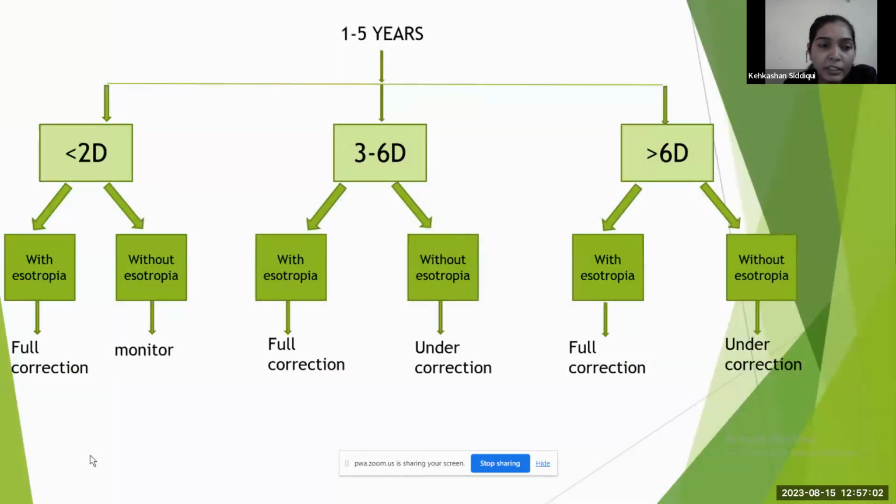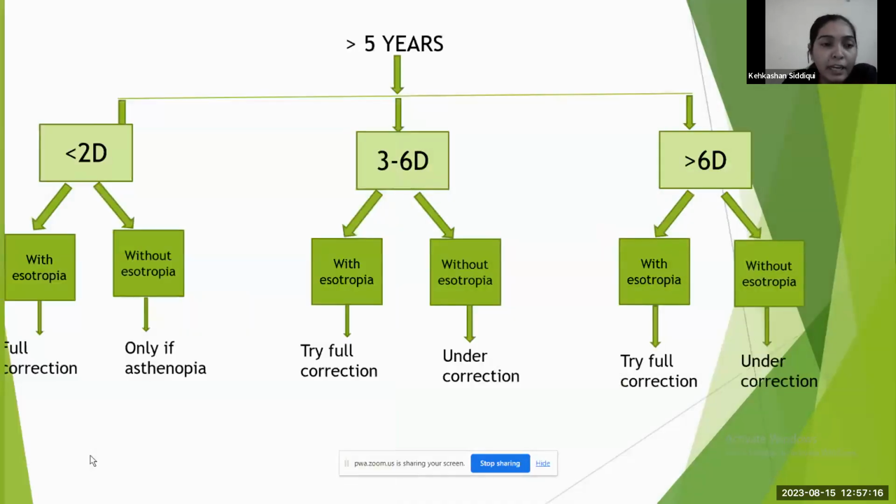Now for 1 to 5 years, whatever the refractive error, if it is with esotropia, then we have to fully correct it. If it is less than 2 diopter without esotropia, we have to monitor it, and more than 2 diopter without esotropia, we have to undercorrect it. For more than 5 years, whatever the refractive error, with esotropia, we have to give full correction, and without esotropia, we have to undercorrect it.